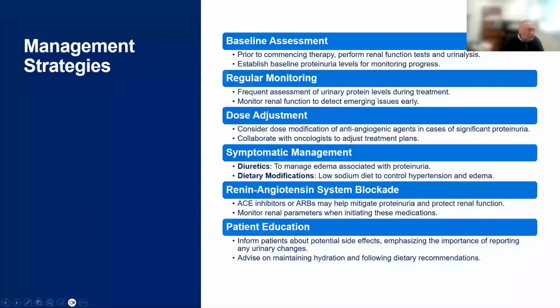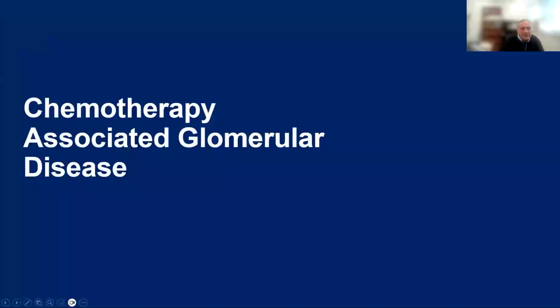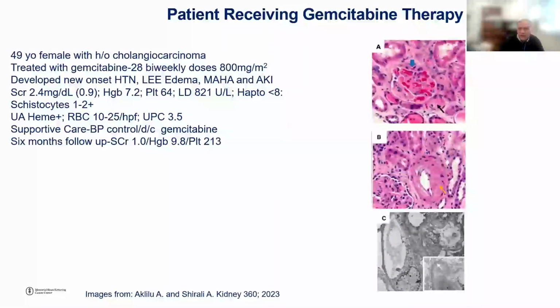But again, this is a very common situation in our practice. Another big one for us is chemotherapy-associated glomerular disease. Some chemotherapies are commonly linked to proteinuria. For example, one of the big ones is gemcitabine.